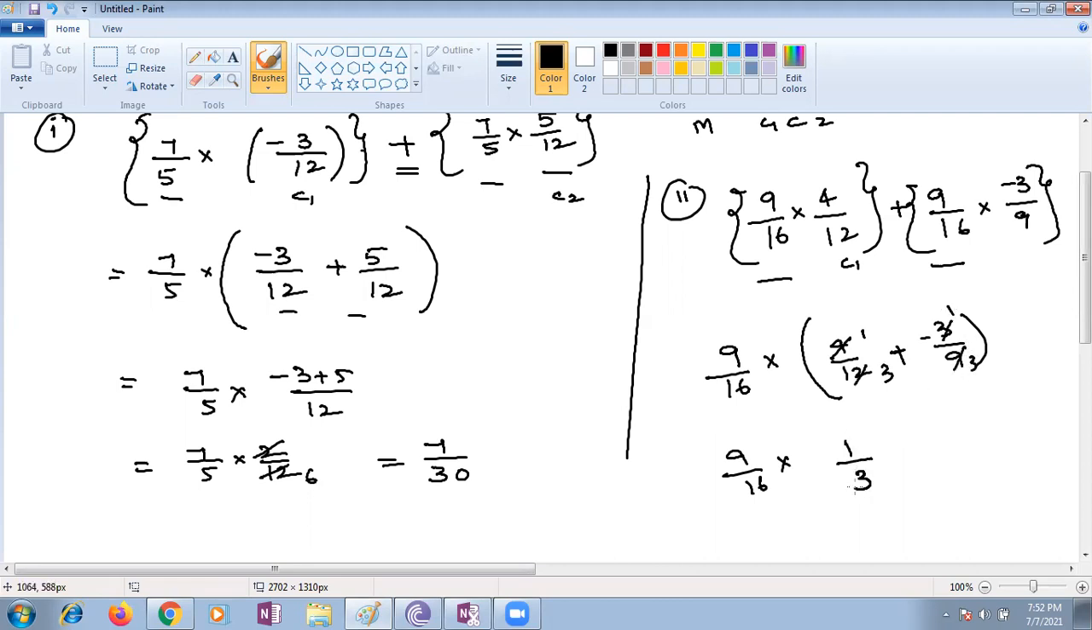I wrote wrong. Very good. Bhavya, clap for you. Very good, Bhavya. Good job. 9 multiplied with 0 is nothing but 0. Wonderful, Bhavya. Anything multiplied with 0 is 0.